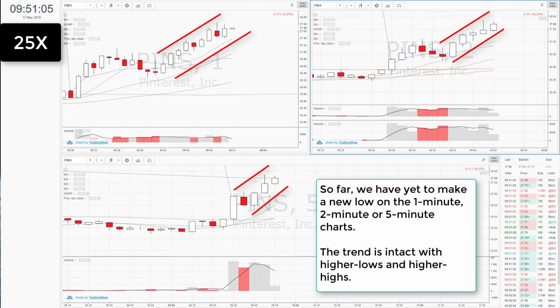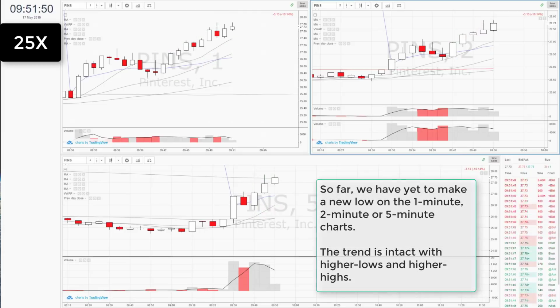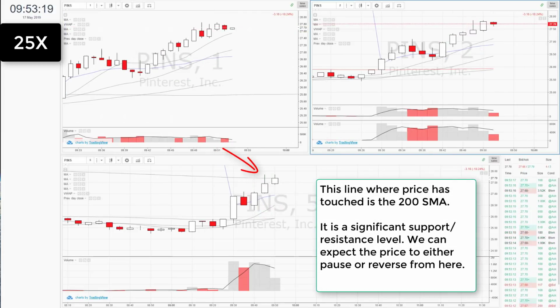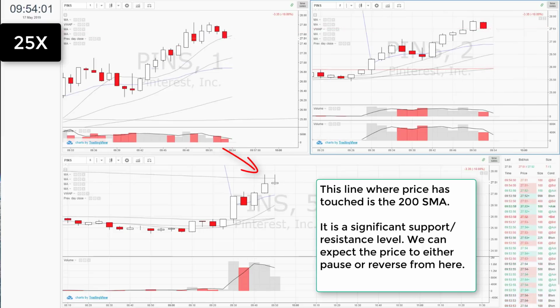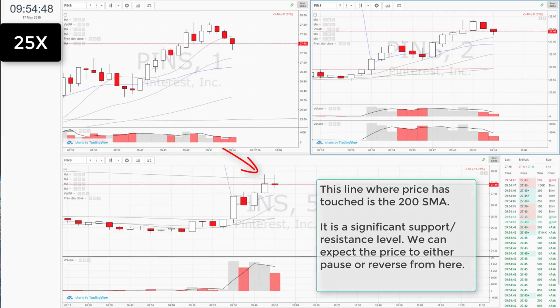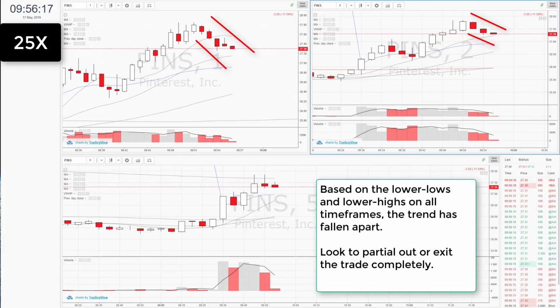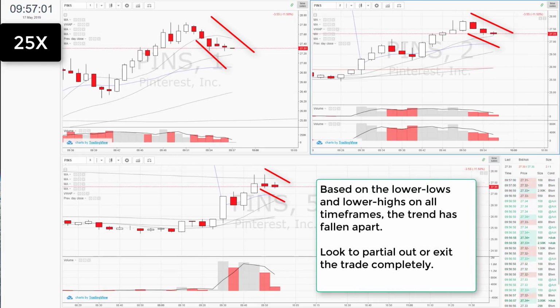The trend is intact with higher lows and higher highs. This line where price is touched is the 200 simple moving average. It is a significant support or resistance level. We can either expect the price to pause or reverse from here. Based on the lower lows and lower highs, this trend is falling apart. Look to partial out or exit completely.